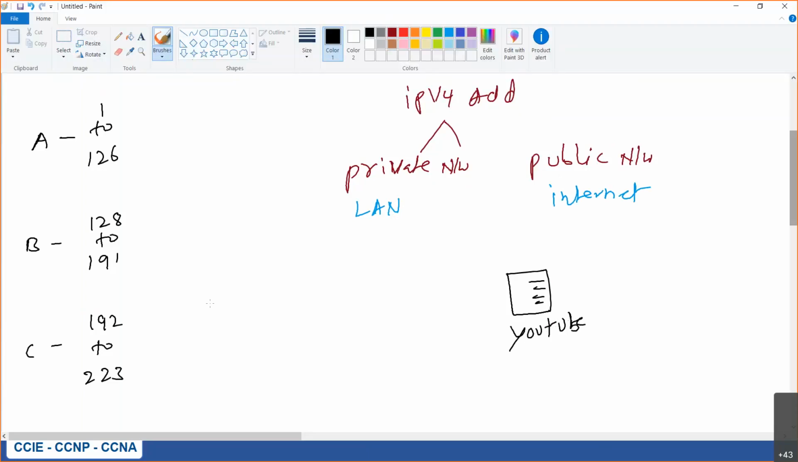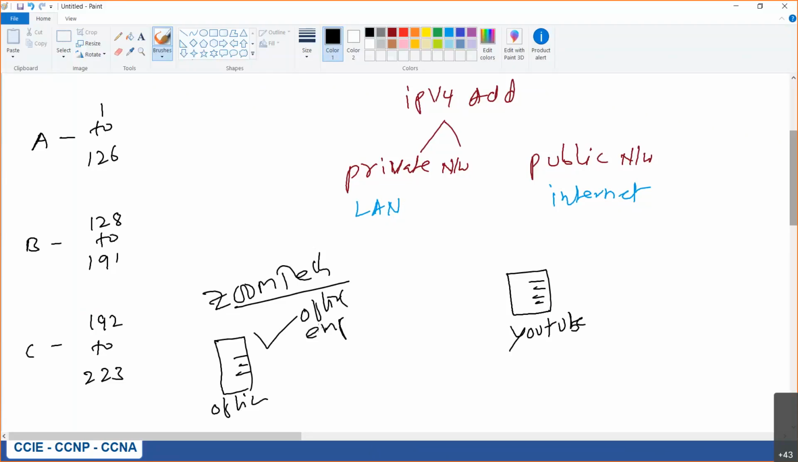So in my organization, in my Zoom technologies, I have a server. This is my office server. So who can access the server? Everyone can access it? No, only office employees, only I can access. So it's a private network.